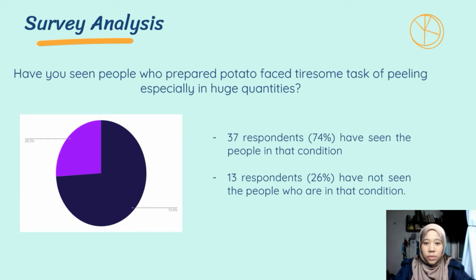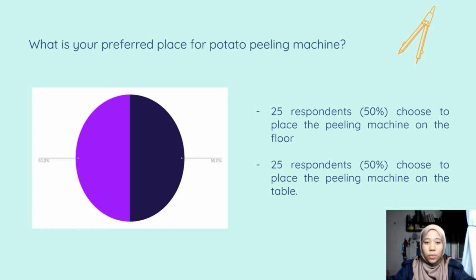The figure illustrates the percentage of respondents who have observed people getting tired while carrying out potato tasks in huge quantities. 37 respondents, which is 74%, have seen people in that condition, while the remaining 13 respondents, which is 26%, have not. From this figure, the percentage for this question is the same: 25 respondents chose to place the peeling machine on the floor and 25 respondents chose to place it on the table.